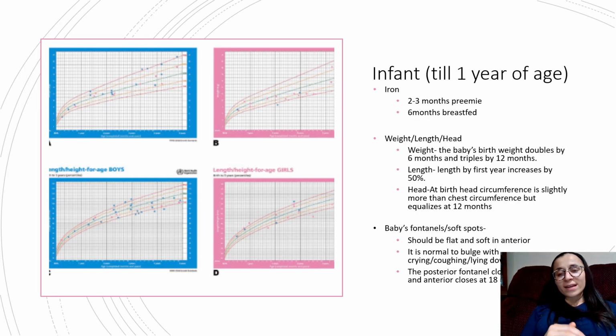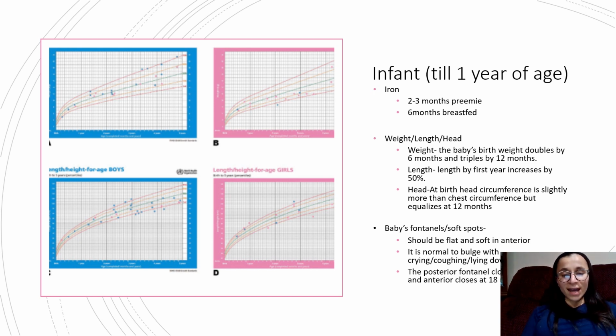So here's just talking about infants from 0 to 1 years old. For them, iron's a big one. Premature babies need iron supplements around 2 to 3 months. If an infant is only being breastfed, then the iron levels drop at 6 months. So they need a supplement by 6 months.